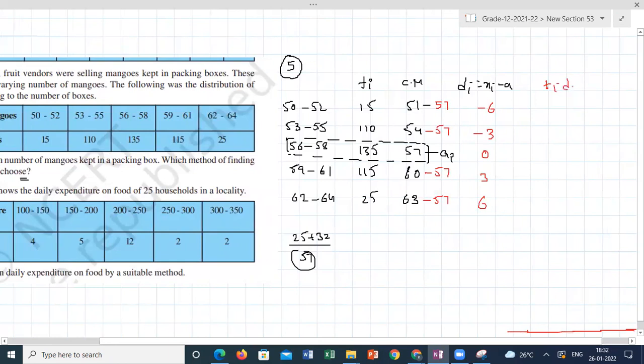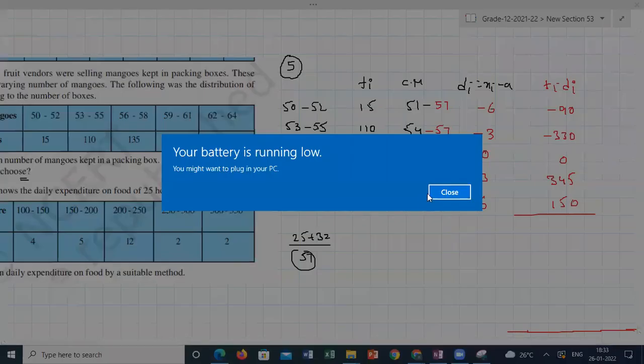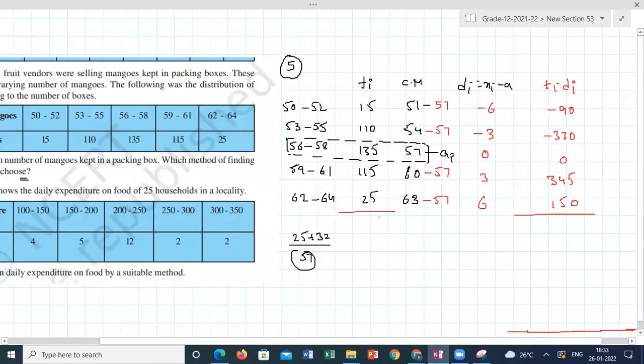And fidi. What is the fidi value? Minus 90, minus 330, 0, 345, 150. So I need sigma fi and sigma fidi. Once you get these, you will get the final answer.